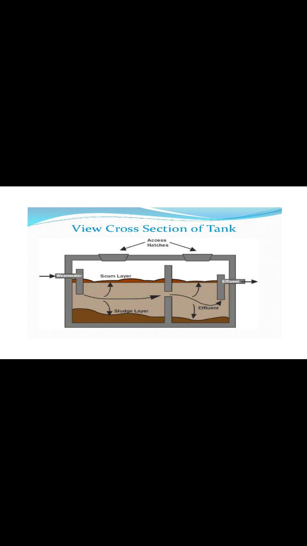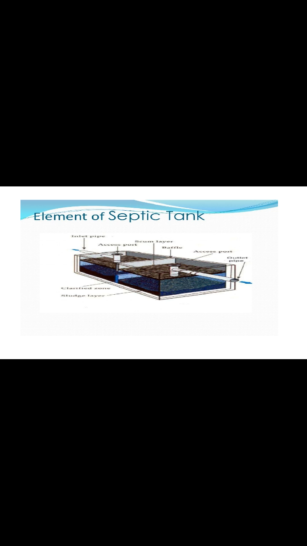The first is the grit or screen chamber and the second is the anaerobic chamber, both separated by a baffle wall in the middle of the tank. These are the elements of a septic tank: inlet pipes, access ports, baffles, scum layer, outlet pipes, clarified zone, and sludge layer at the bottom. The inlet and outlet pipes are fitted, but both should be designed so that there is very little disturbance in the anaerobic chamber while sewage enters or exits.